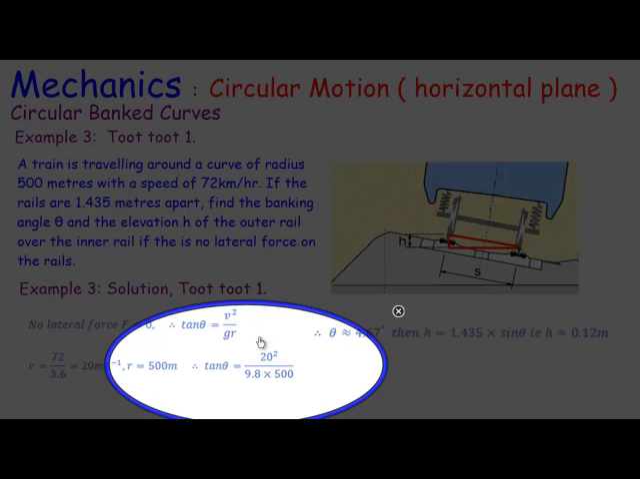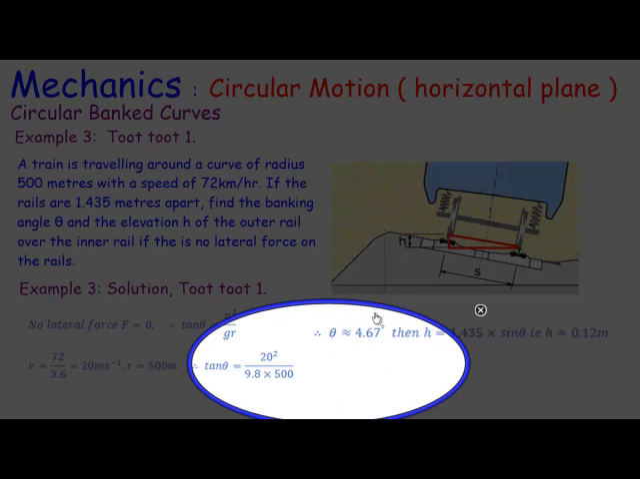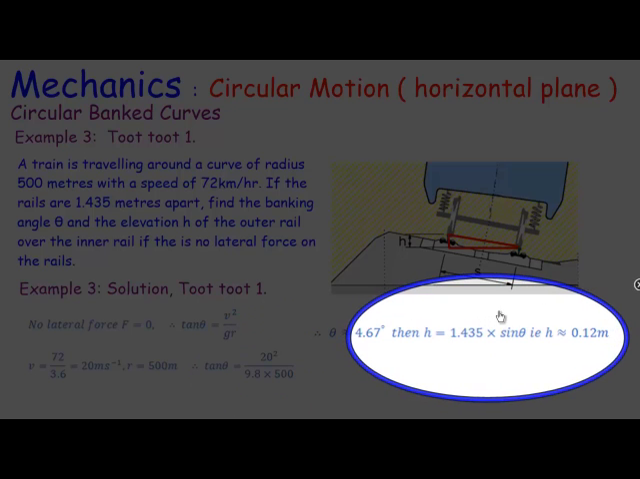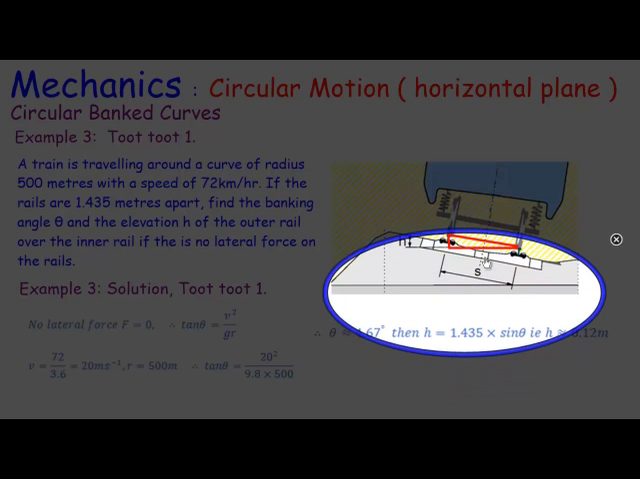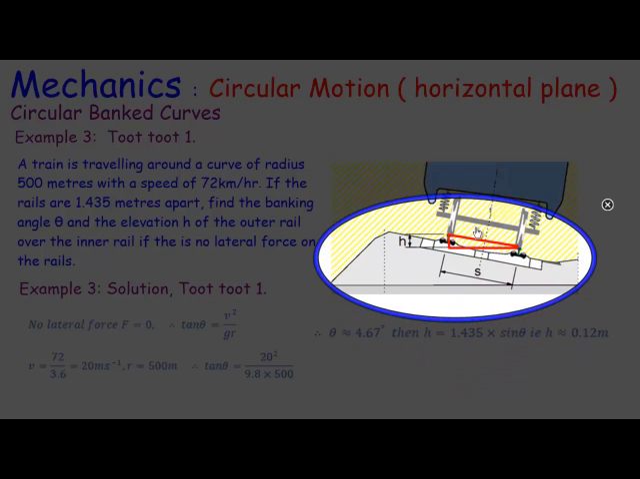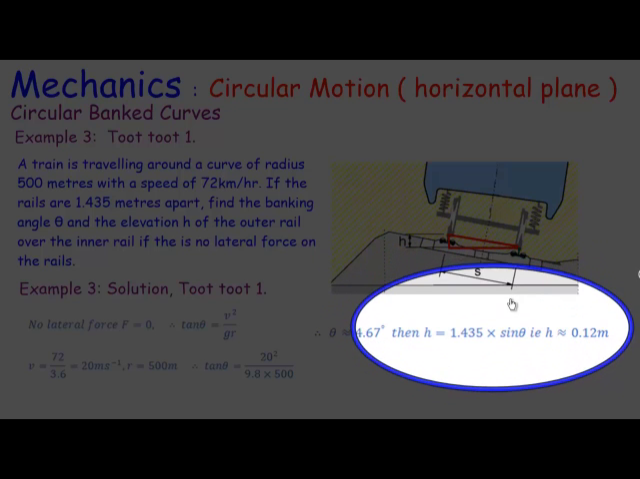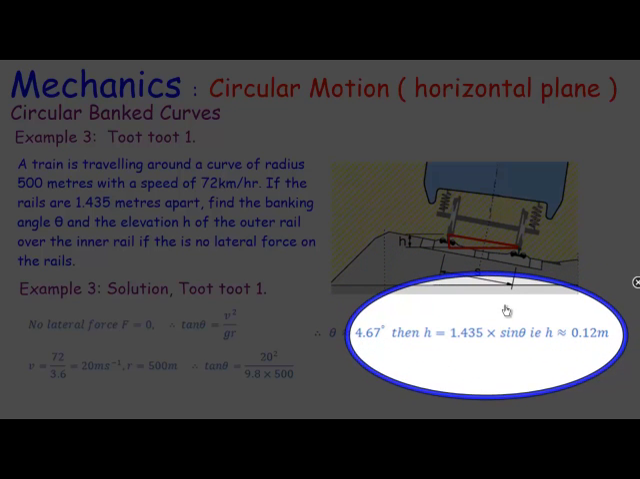We've got that. Okay, we need the angle to be about 4.67 degrees, and you can see here the height of the outer rail above the inner rail is about 0.12. Just have a quick look up here. This is H. So it's only about 12 centimeters, not much.